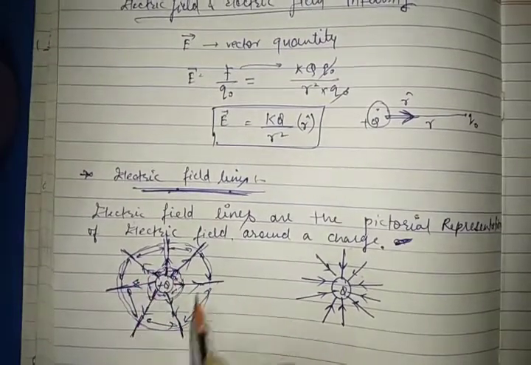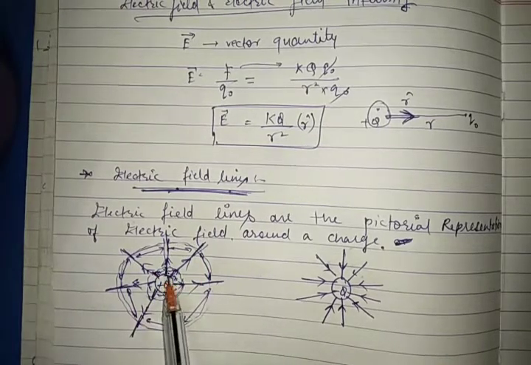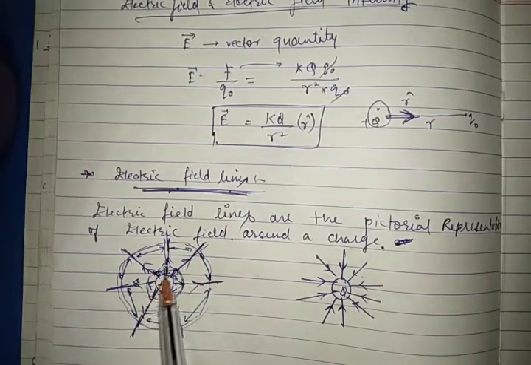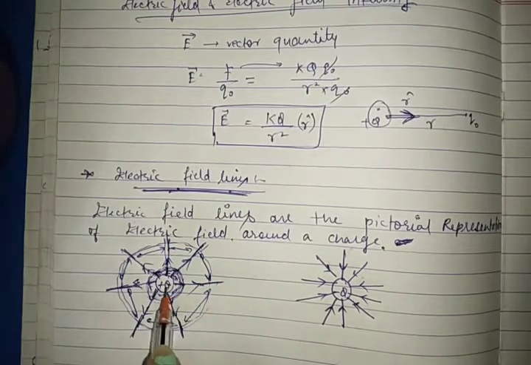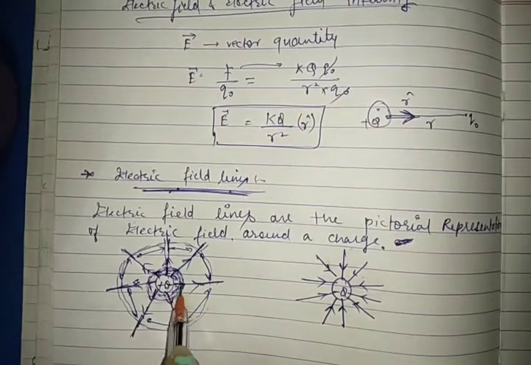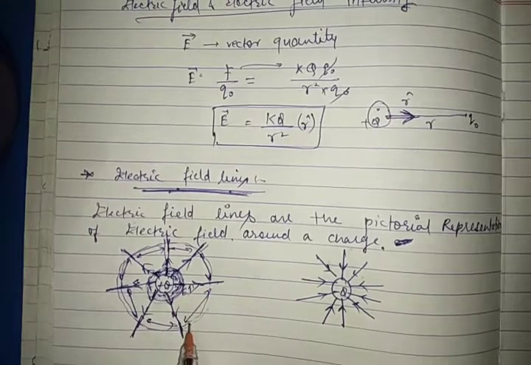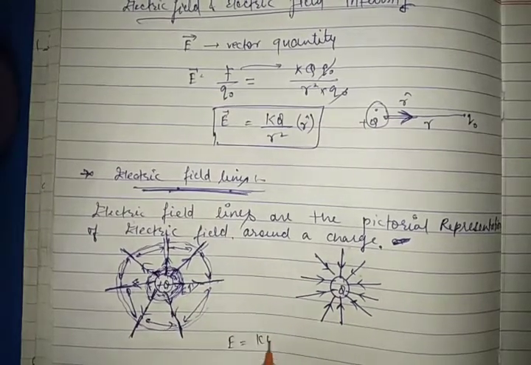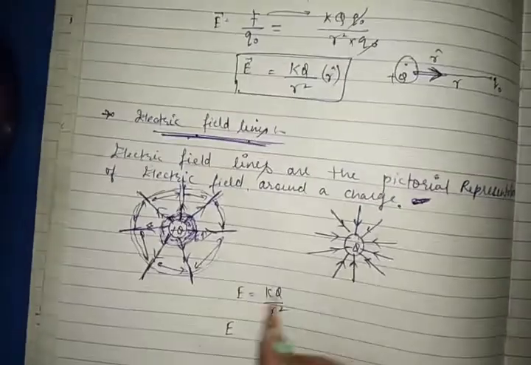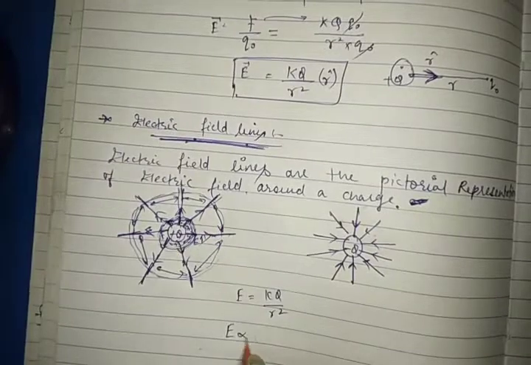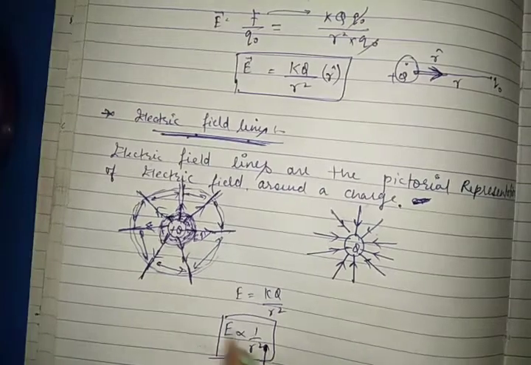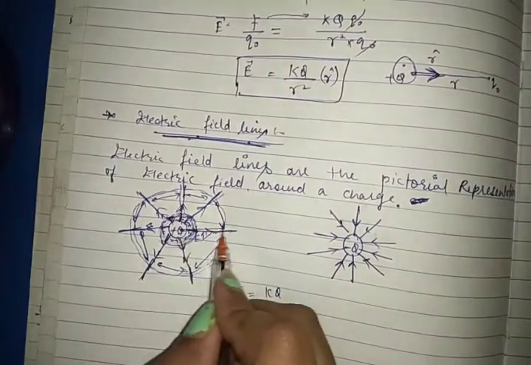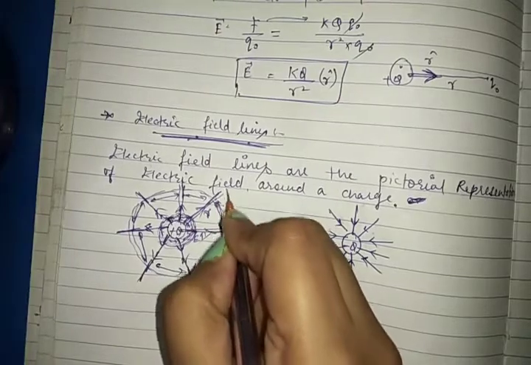These lines are electric field lines, and they are showing that if they are closer to each other, at that point electric field intensity is high. And as you can see, the distance from this positive source charge is R, which is smaller, so the electric field intensity will be larger. As the formula is E equals KQ upon R square, E is proportional to 1 upon R square. As R increases, electric field will decrease.